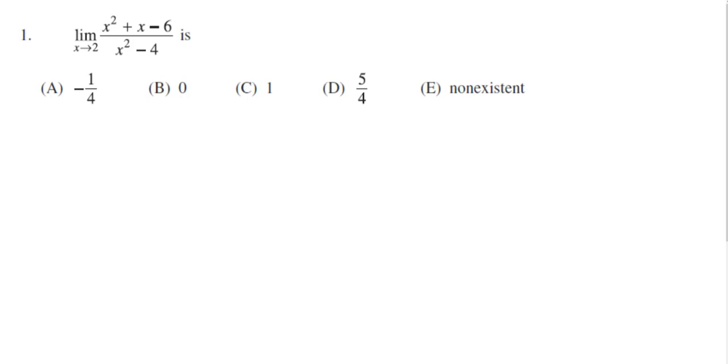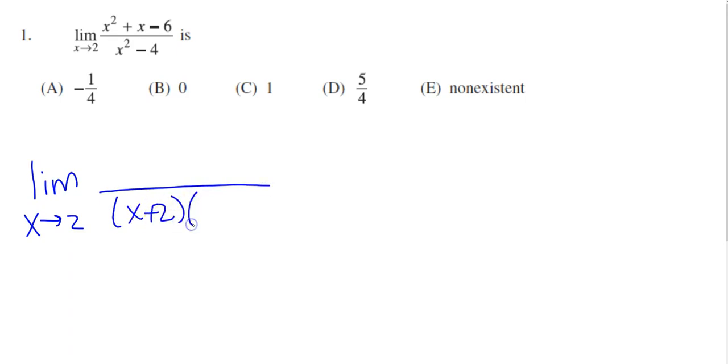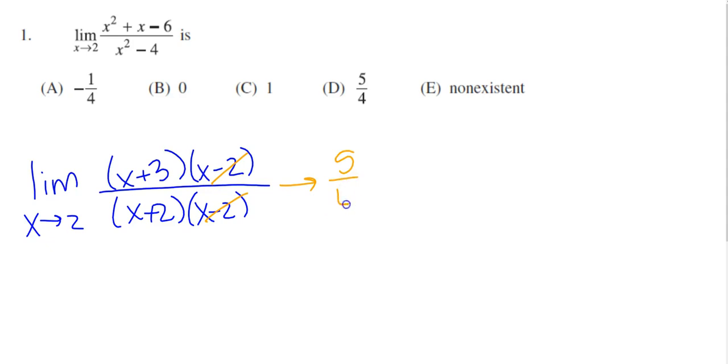If you plug in 2 for x, you do get 0 over 0, so do more. A couple options. One is to factor and cancel. The denominator is the difference of perfect squares. The numerator is a trinomial, so what multiplies to be negative 6 and adds to be positive 1 will be positive 3 and negative 2. So those eliminate, and now you can plug in 2 for x and get D.